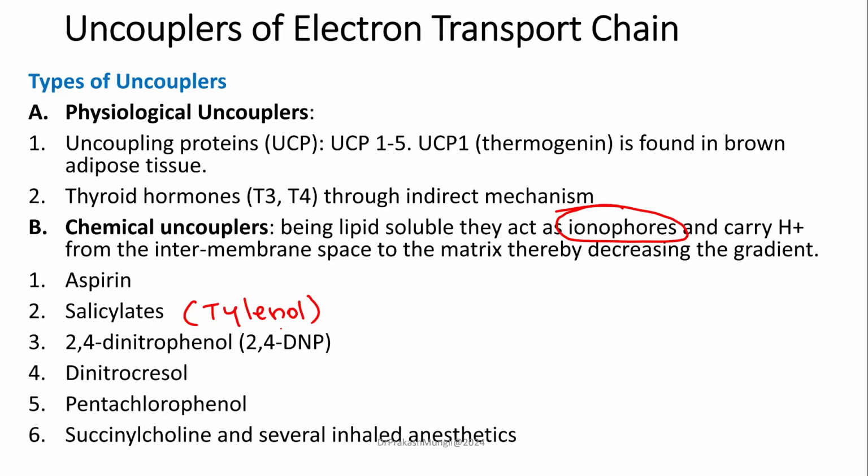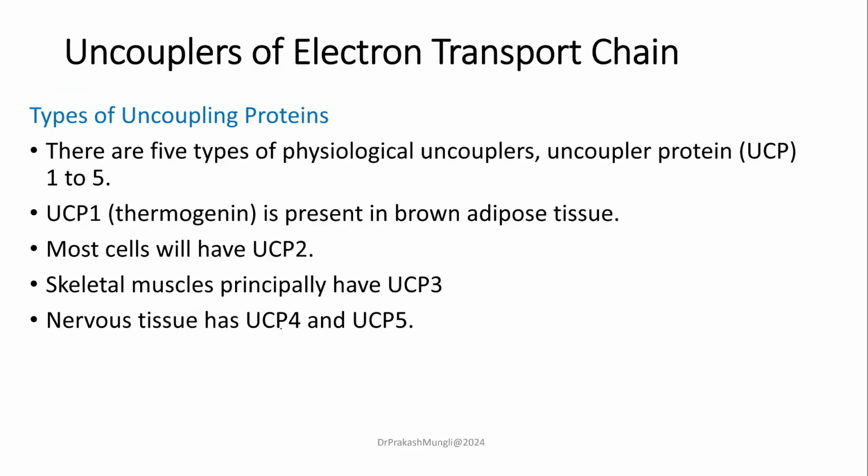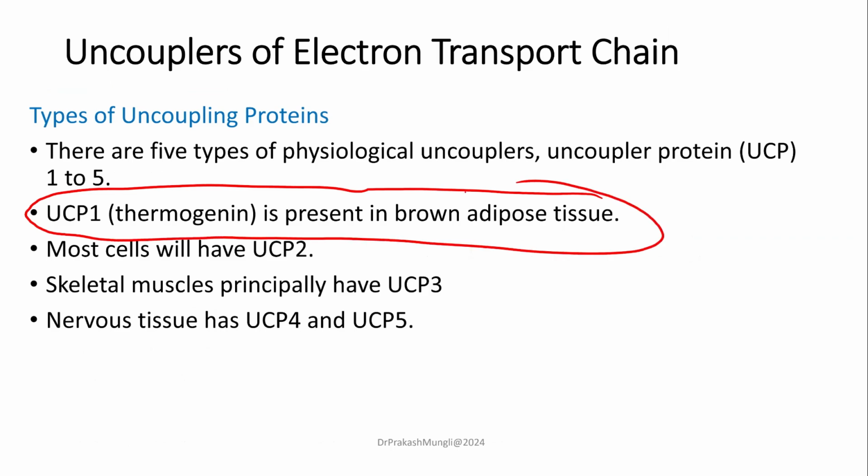The mechanism for all of them is similar. They act as ionophores, allowing free flow of protons in the inner mitochondrial membrane. For the types of uncoupling proteins, I have written the tissues, but the most important one that I want you to know here is UCP1, thermogenin, which is present in brown adipose tissue.